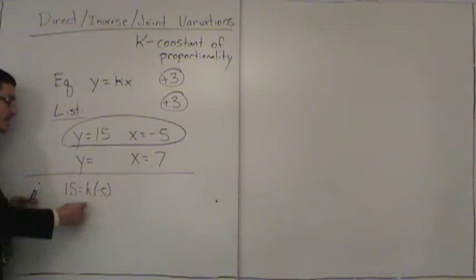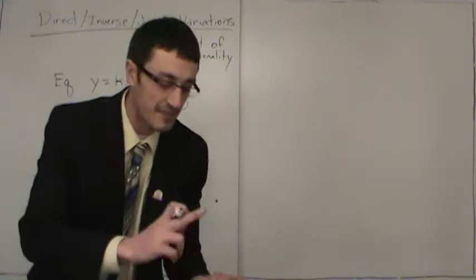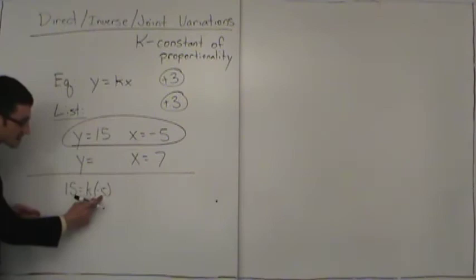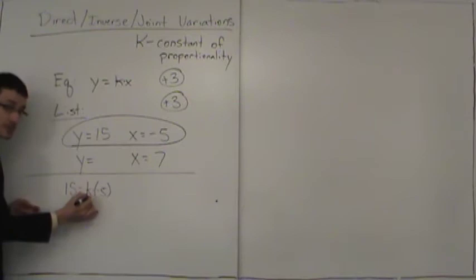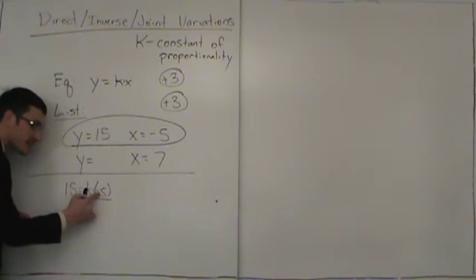So notice, if 5 is being added, we subtract. If 5 is being subtracted, we add. If it's being divided, we multiply. And if it's being multiplied, we divide. My question is, is 5 being subtracted or multiplied? Notice, this is k multiplied by x. So negative 5 is being multiplied, so we're going to divide. Negative 5 is not being subtracted, it's being multiplied. So we're going to divide by negative 5, do the opposite.